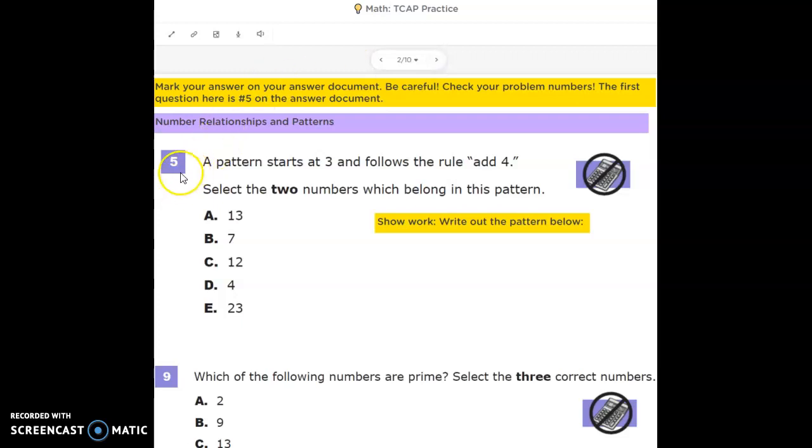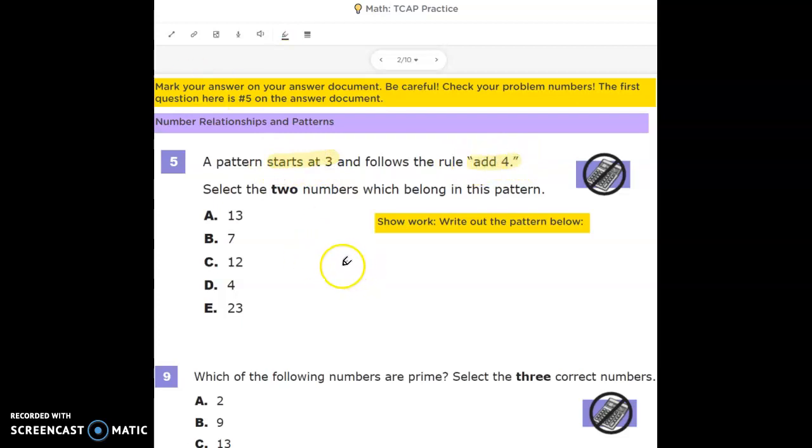Okay, so on your bubble sheet or your answer document, this would be number 5. A pattern starts with 3 and follows the rule add 4. Select the two numbers which belong in this pattern. So we did cover a few of these in class, but I wanted to review those here again. You can skip ahead if you do not need these particular questions. Okay, so we know that this pattern starts at 3. It says to add 4.